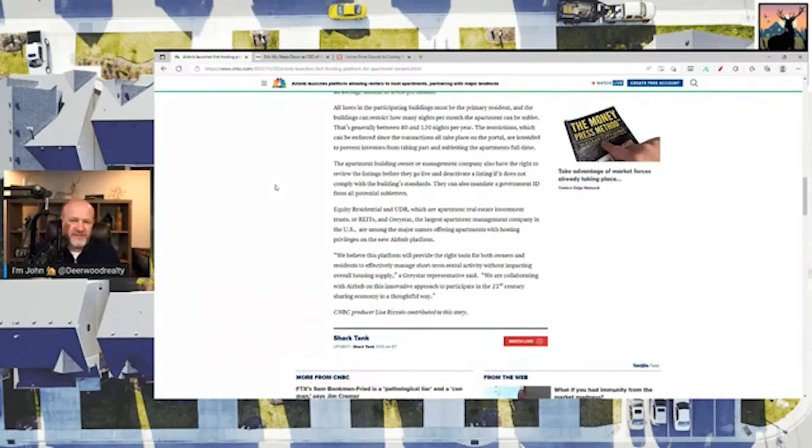All hosts in the participating buildings must be the primary resident, and the building can restrict how many nights per month the apartment can be sublet. That's generally between 80 and 120 nights per year. The restrictions, which can be enforced since the transactions all take place on the portal, are intended to prevent investors from taking part in subletting the apartments full time. Well, good luck with that.